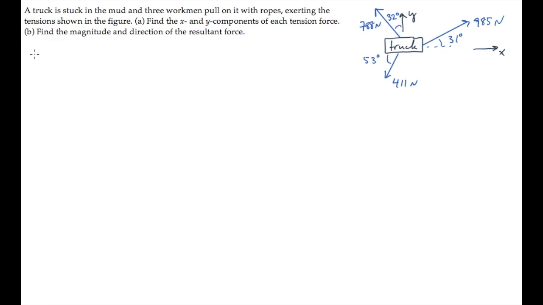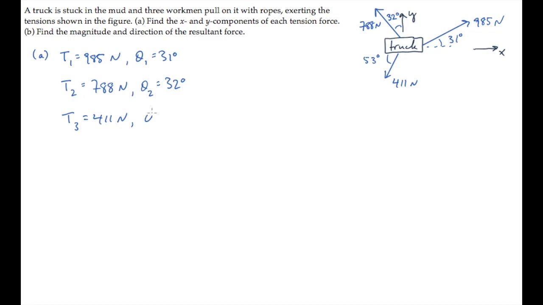The truck in this problem has three forces on it, as shown in the picture. In part A, we're asked to find the components of each of those forces. Let's label them tensions 1, 2, and 3, with tension 1 being the 985 Newton force on the right at an angle of 31 degrees, and going counterclockwise, tension 2 with its magnitude and direction, and then tension 3. We need to find the components of each of these tensions.